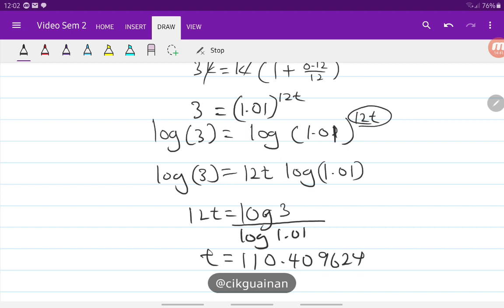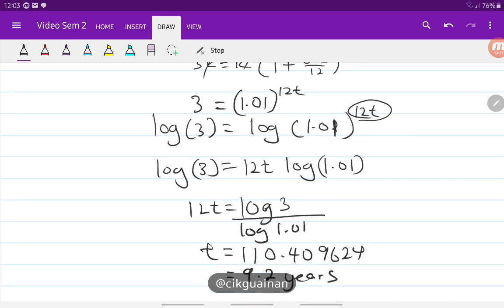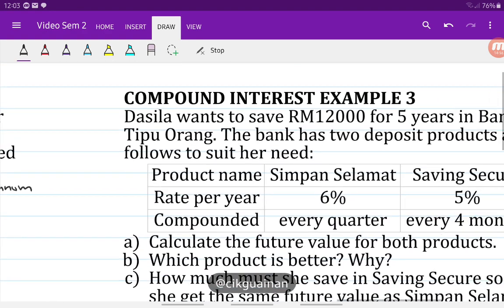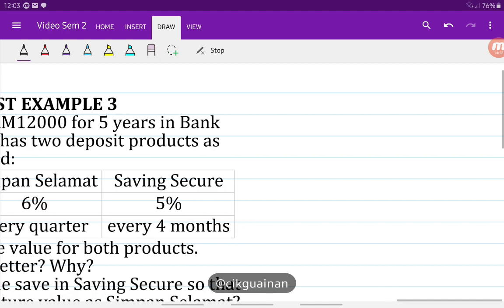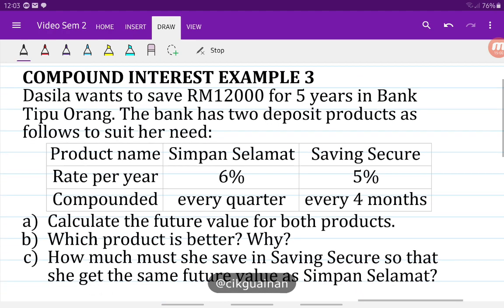Okay, and then divide by 12. Further, we get 9.2008. The period involved is 9.2 years. Okay, now let's move on. How many examples? 4. Oh, 3 only.